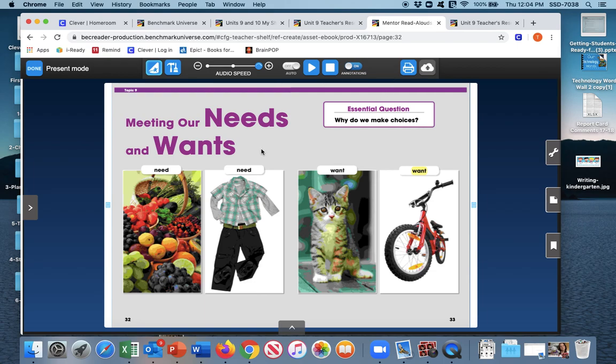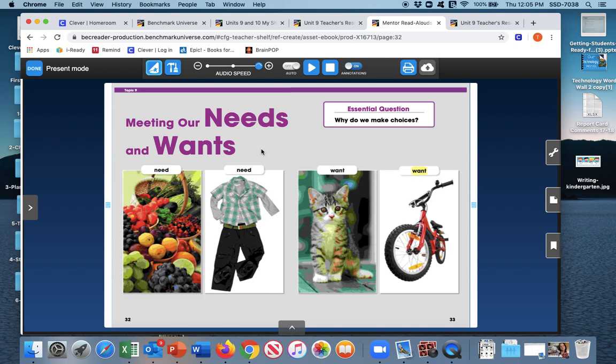Meeting our needs and wants. In this unit, we're going to explore the things we need and the things that we want. Look at these photos. The first two photos show things that we need. Why do we need food and clothing? The next two photos show things that we want. We might want a kitten or a bike, but we do not need them to live. Each day, we choose things that we need and things that we want.